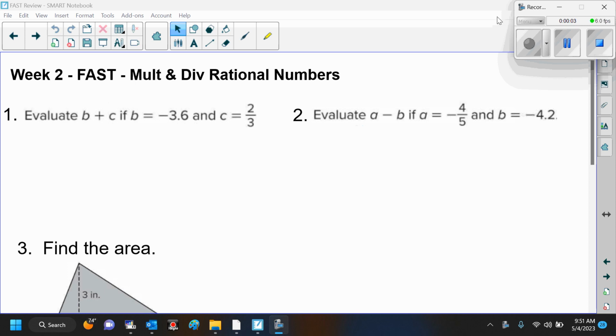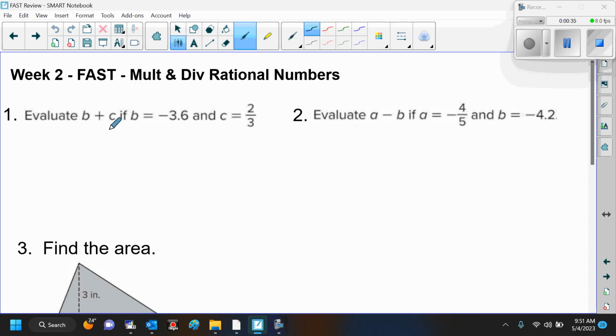So today's review for our FAST test is multiplying and dividing rational numbers. So the first one we want to do is evaluate b plus c if b is equal to negative 3 6/10 and c is equal to 2/3. Okay? So when we do a problem like this, what's the first thing I need to do? Very good. So the first thing we want to do is substitute. Because remember, evaluate means to substitute and simplify.